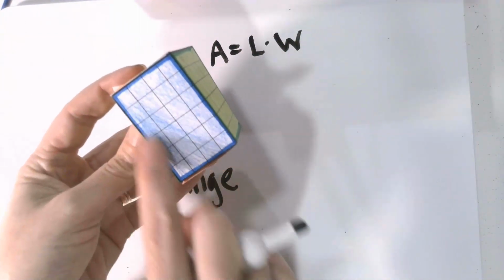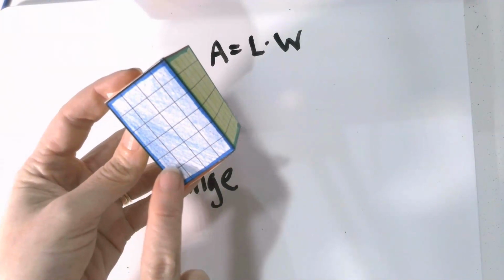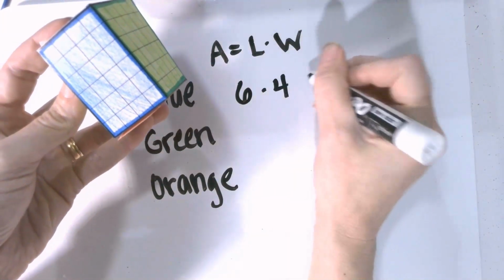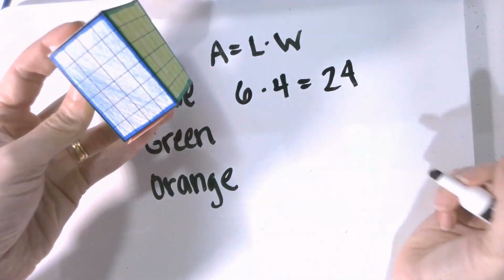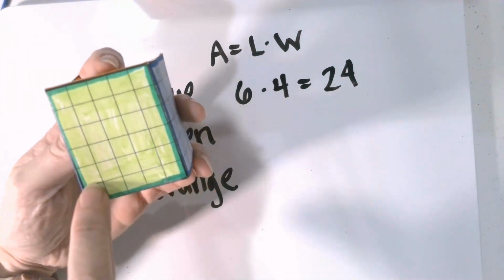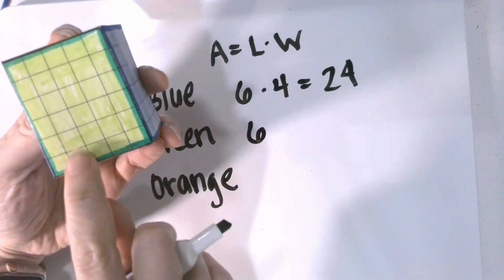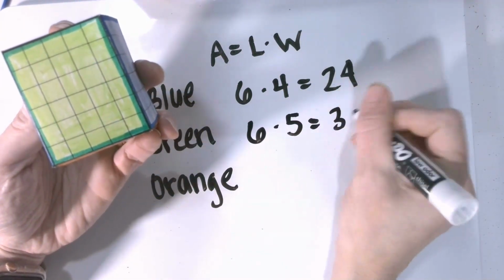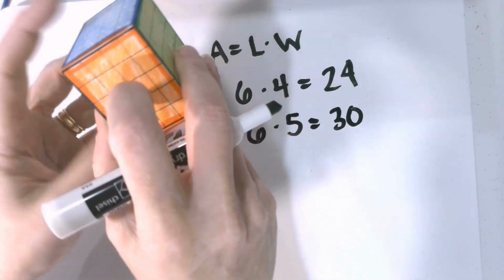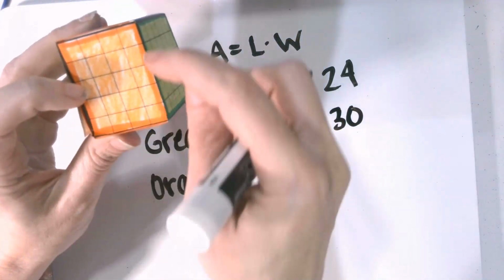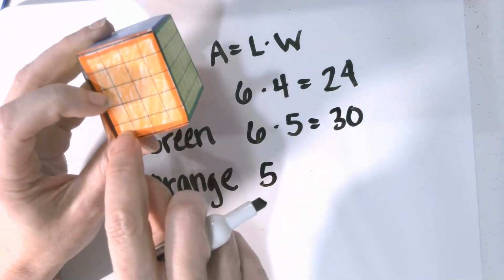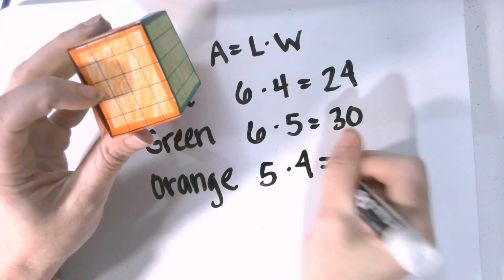My blue length and width, I've got 1, 2, 3, 4, 5, 6 for my length, and for my width is 4. Okay, so that is 24 for my area. Green: 1, 2, 3, 4, 5, 6 for my length, and 1, 2, 3, 4, 5 for my width on the green side. That's going to be 30. For orange, let's go with this length right here, 1, 2, 3, 4, 5, and this width, 1, 2, 3, 4. Okay, that's 20.